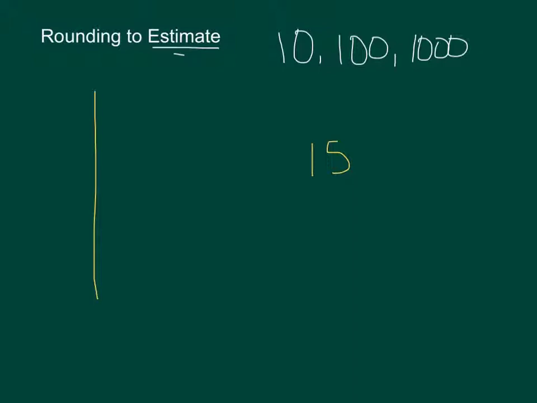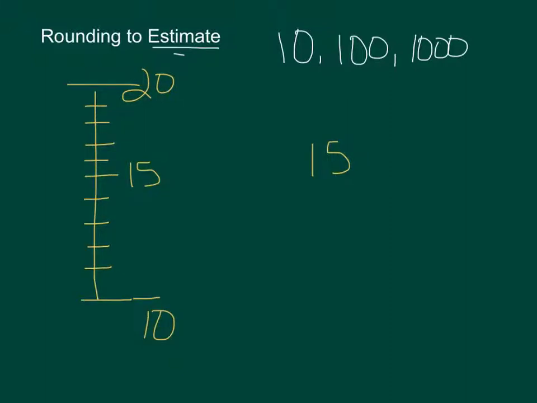15 is right smack in between 10 and 20. Now, if it's right in the middle, and we've done a few of these to know, well, it's the same distance either way. 10, 11, 12, 13, 14, 15, 16, 17, 18, 19, 20. If we were to count, here's 10, 1, 2, 3, 4, 5, and from here to 20 is 1, 2, 3, 4, 5. It's the same amount of distance both ways.